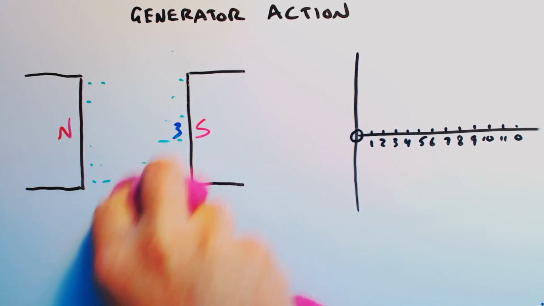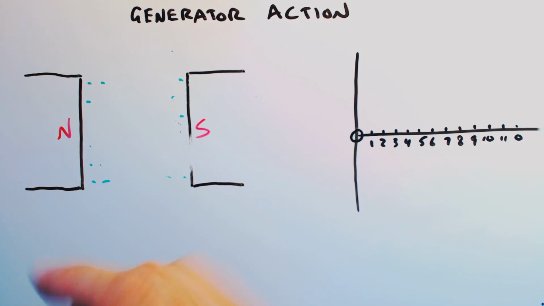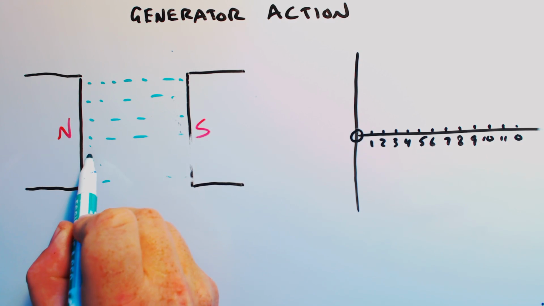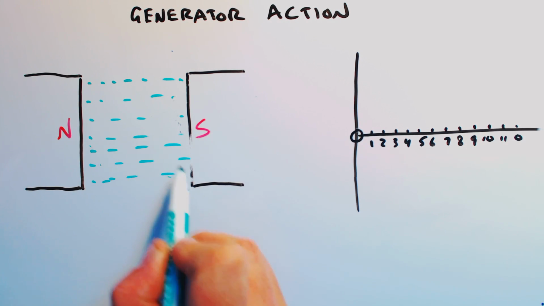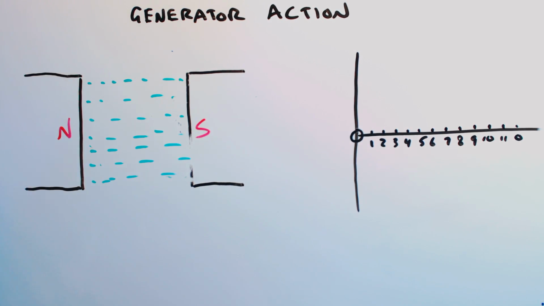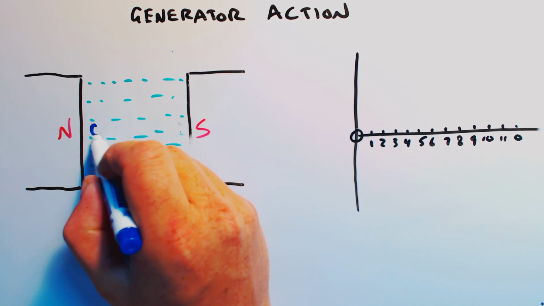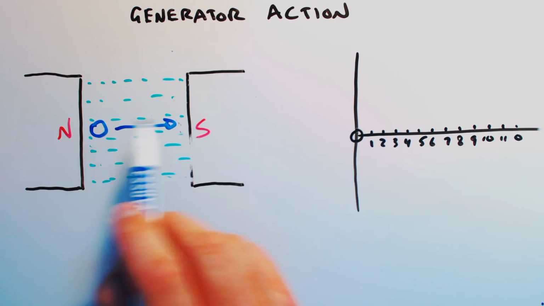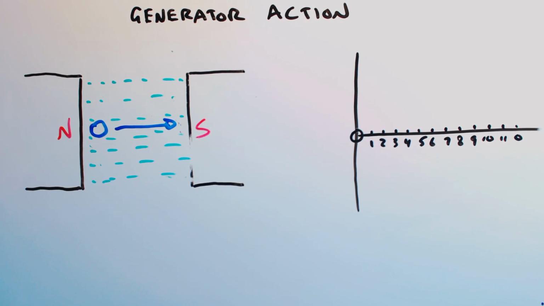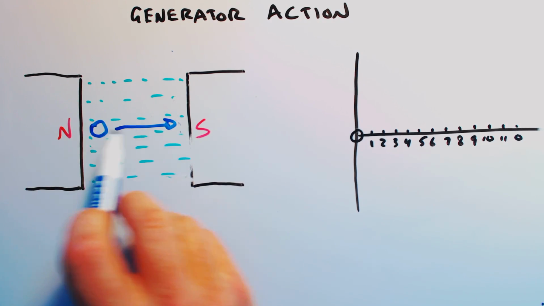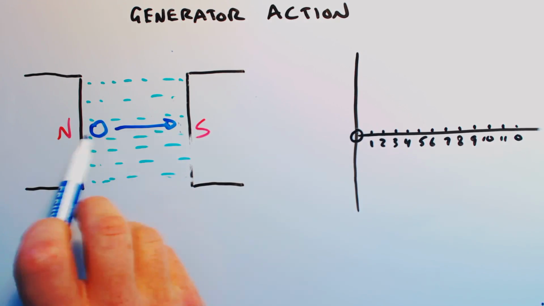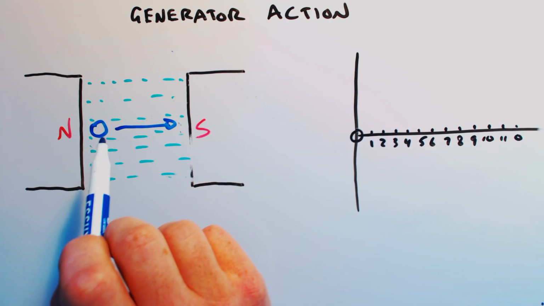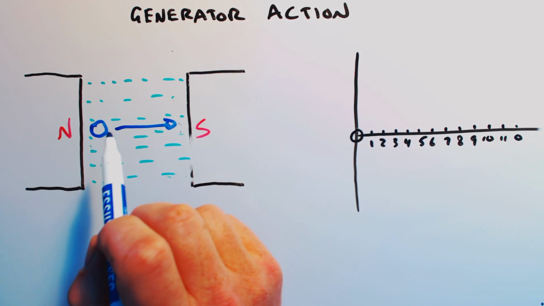So before we go any further into generator action, I'm just going to erase some of this stuff, and I want to talk about the difference between a conductor crossing lines of flux and a conductor simply moving within a magnetic field. So here's our magnetic field, North Pole, South Pole. If I take a conductor here and I swing it this way, completely parallel to the lines of flux, I can move this conductor back and forth over and over again, and I will never generate a voltage. I'll never induce an EMF, an electromotive force.